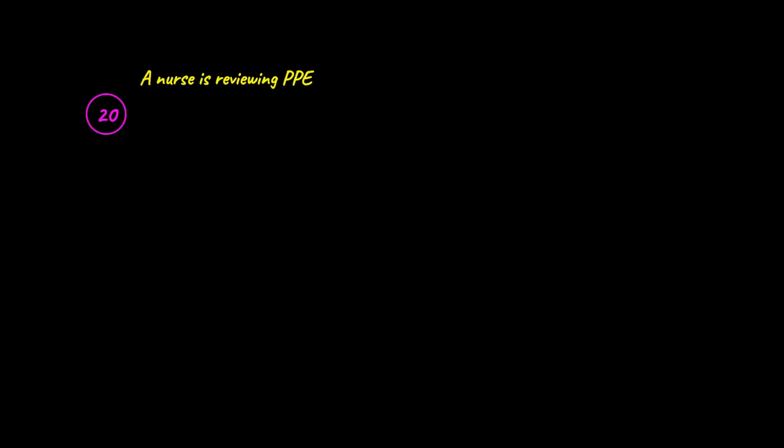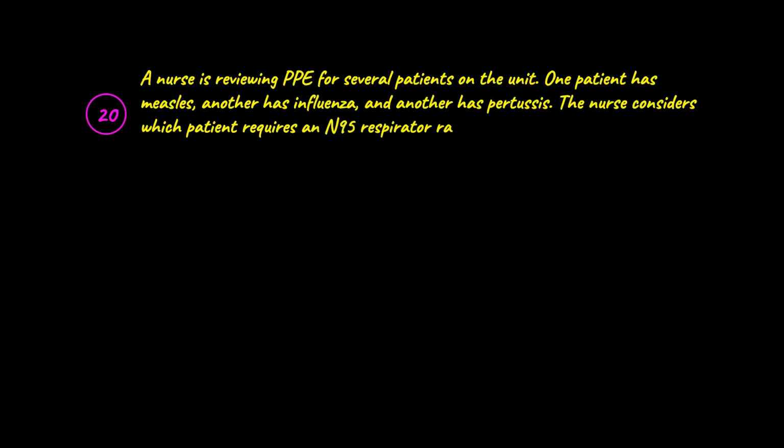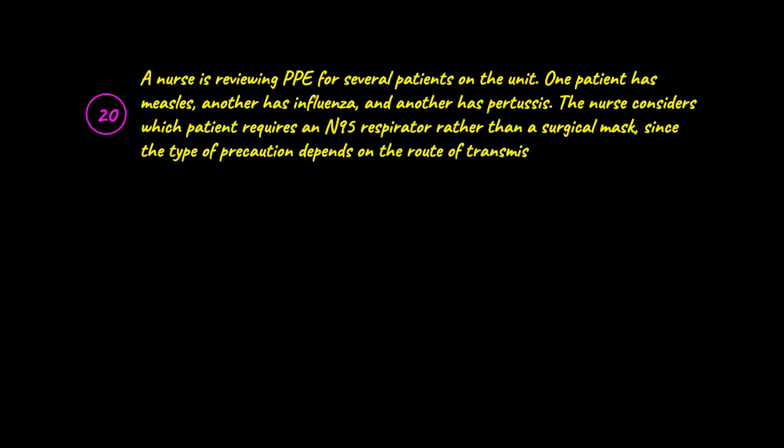Question 20. A nurse is reviewing PPE for several patients on the unit. One patient has measles, another has influenza, and another has pertussis. The nurse considers which patient requires an N95 respirator rather than a surgical mask, since the type of precaution depends on the route of transmission for the organism.